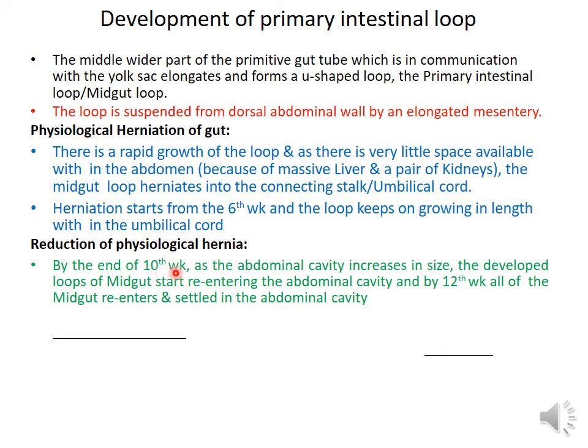Then at the end of the 10th week, as the abdominal cavity increases in size, the developed loops of the midgut start to re-enter the abdominal cavity, and at about the 12th week, later on, all the midgut re-enters and settles in the abdominal cavity.